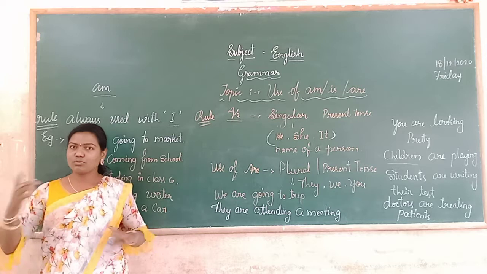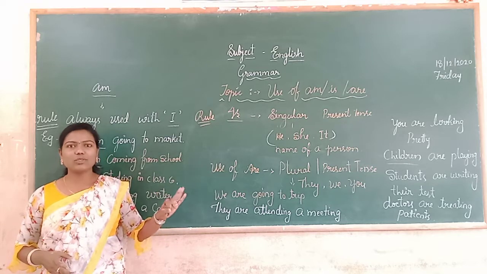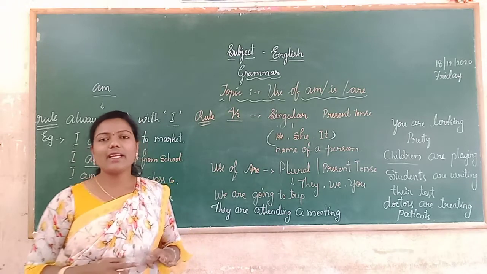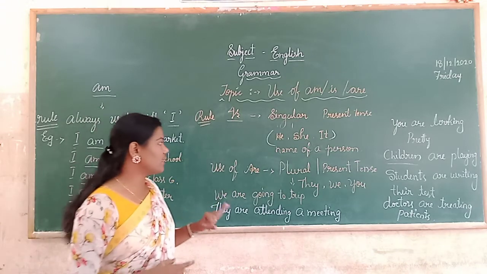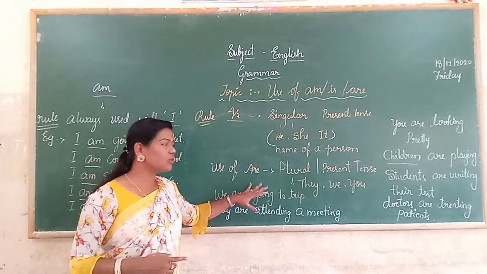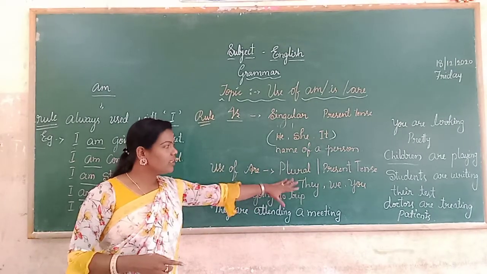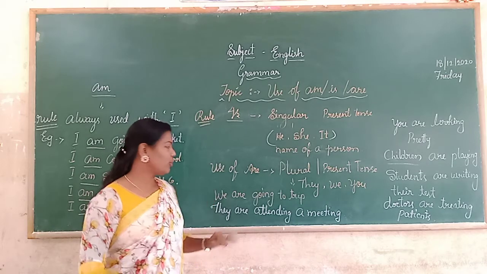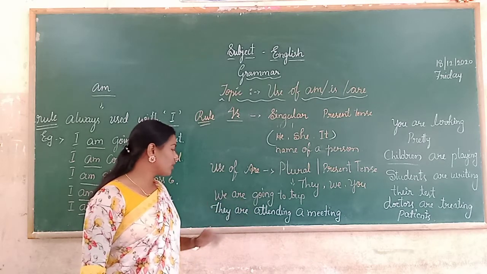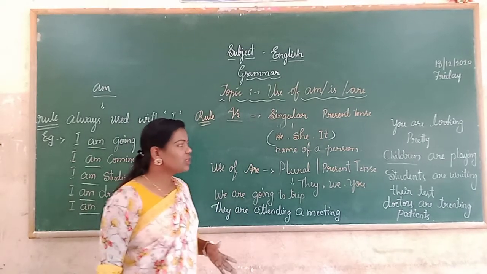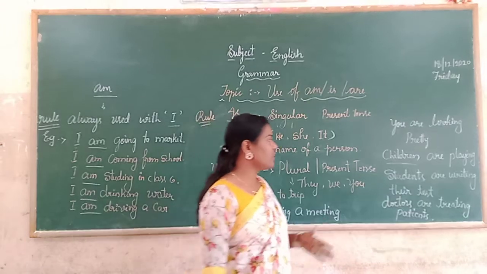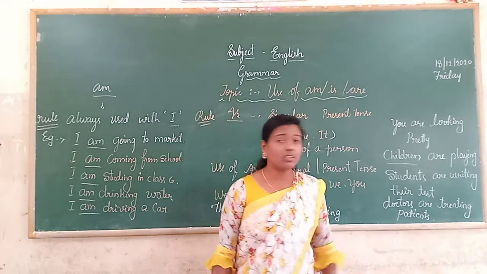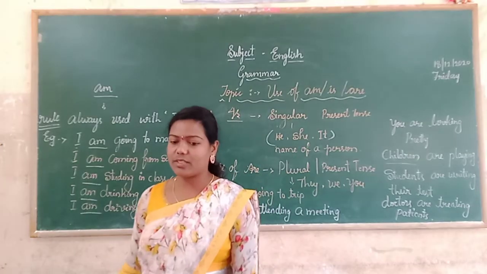Am is always used with I, and is is used in singular form with he, she, it and the name of a person or place. And are is used with plural in present tense. Plural forms: they, we, you. We are going to trip. They are attending a meeting. Students are writing their test. Children are playing. And you are looking pretty. Doctors are treating patients.